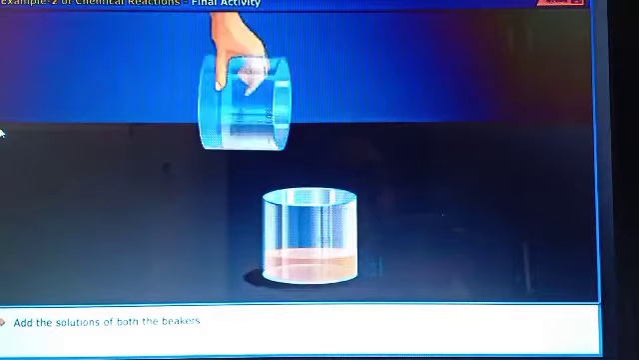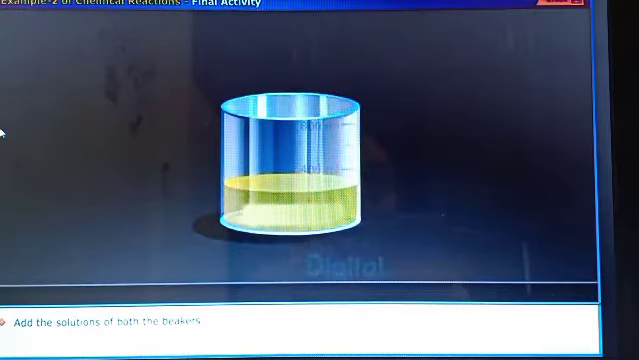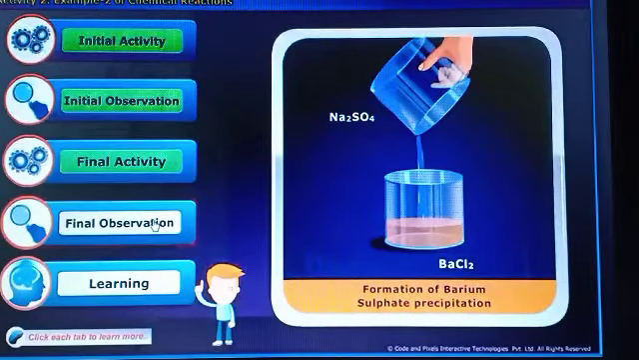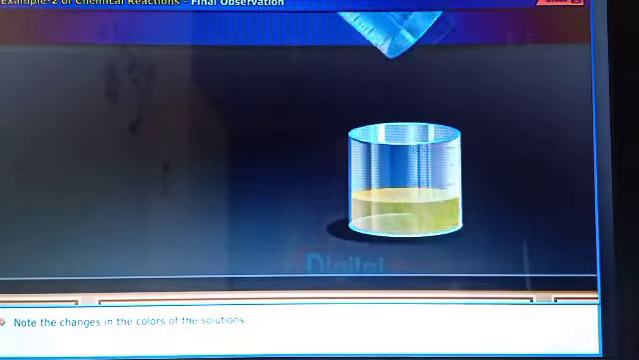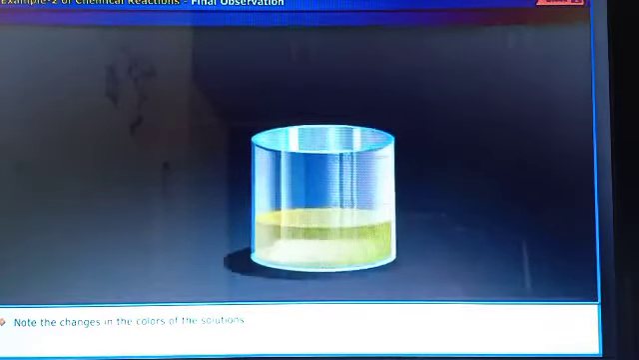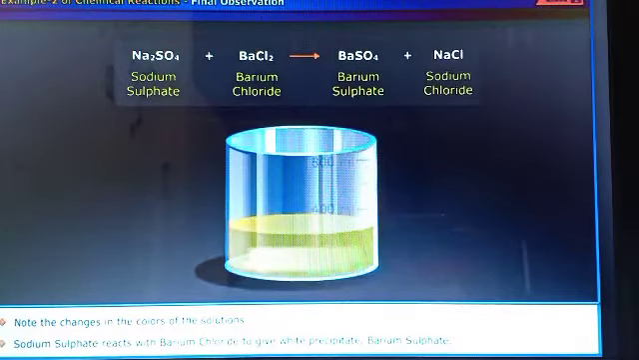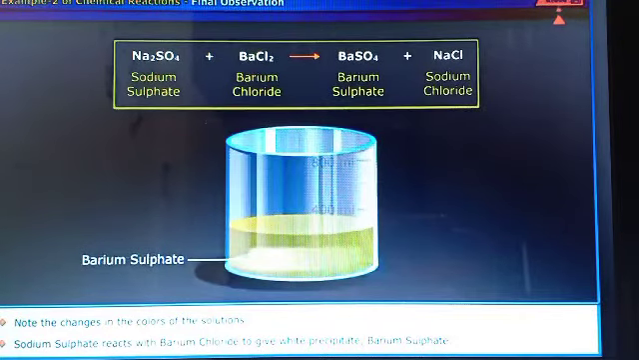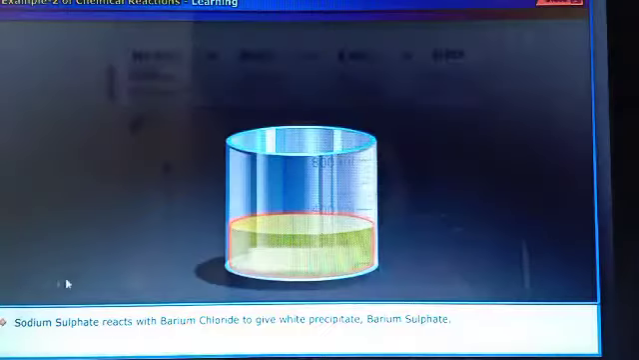After that, for the final activity, add the solutions of both beakers and mix well. Now let's see the final observation. During the addition of the barium chloride, you can see a change occurs in the color because sodium sulfate reacts with the barium chloride and a precipitate forms. Here you can see the barium sulfate precipitate is formed.